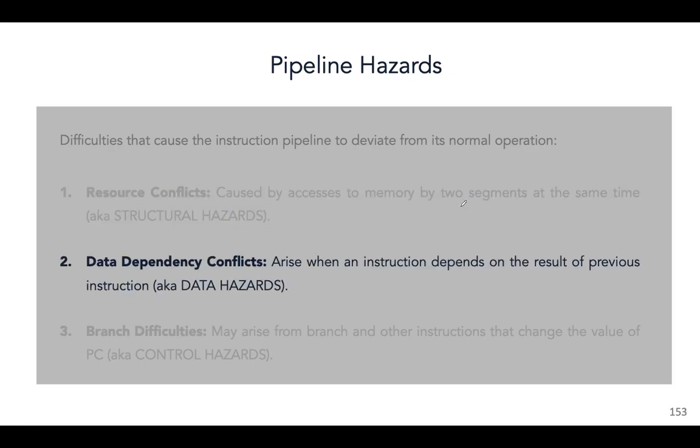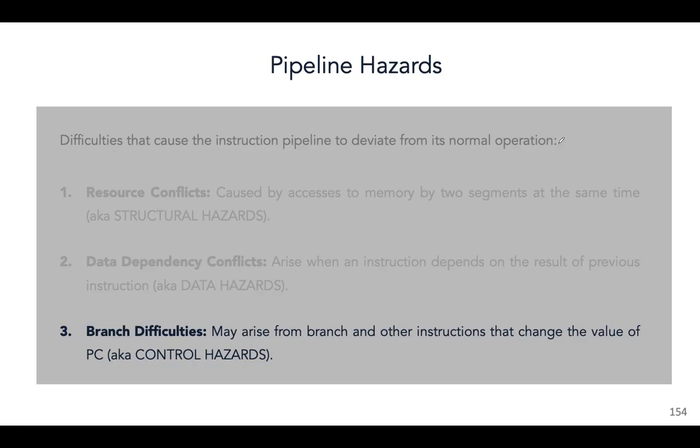Then there are data dependency conflicts. These arise when an instruction depends on the result of previous instructions. Now, as you know, instructions use the results of previous instructions, and then results of their operations are used by further instructions. There's a chain of sequence involved, and when a specific instruction cannot execute as long as it does not receive suitable input from the results of the previous instruction, data dependency conflicts occur. They're also known as data hazards.